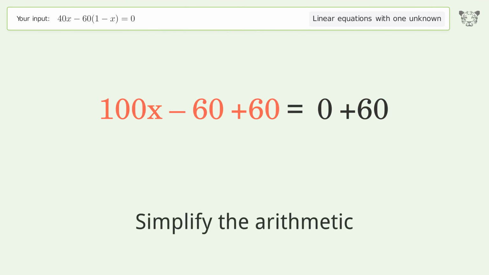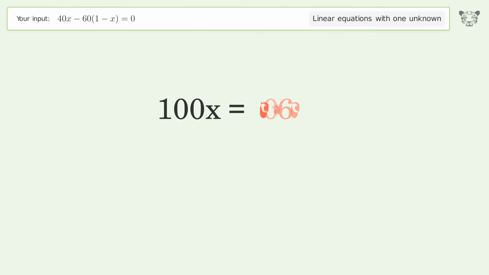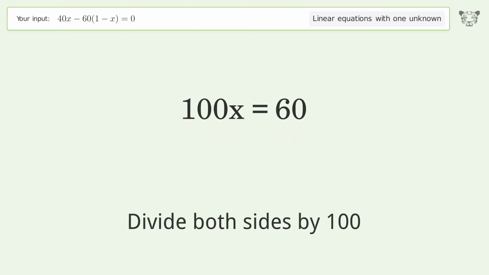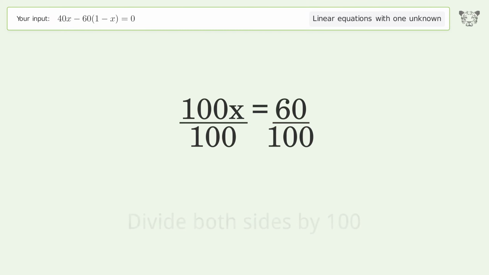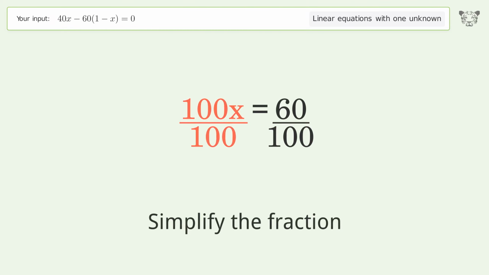Simplify the arithmetic. Isolate the x. Divide both sides by 100. Simplify the fraction.